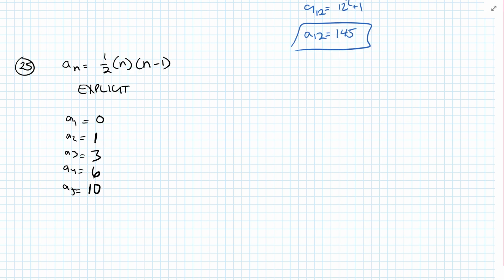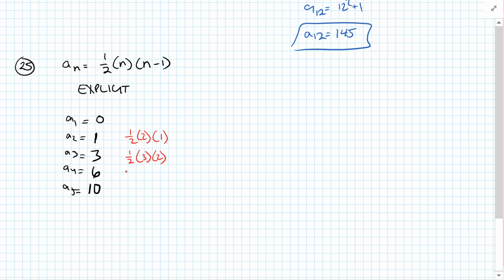I'll just kind of show you the work quick. So that would have been 1/2 times 2 times 1. That would have been 1/2 times 3 times 2. That would have been 1/2 times 4 times 3. That would have been 1/2 times 5 times 4.